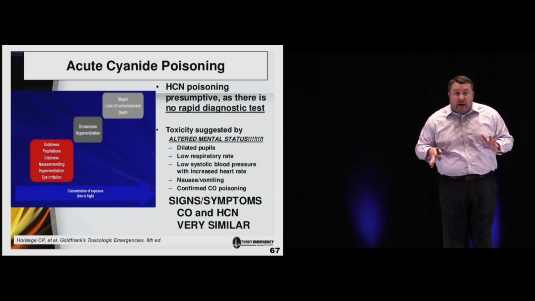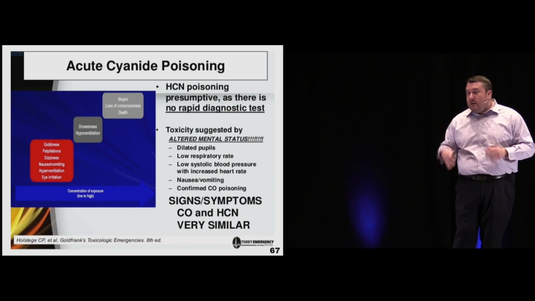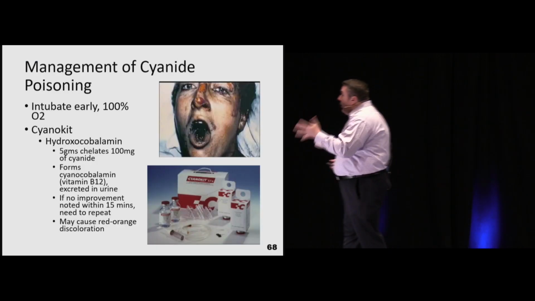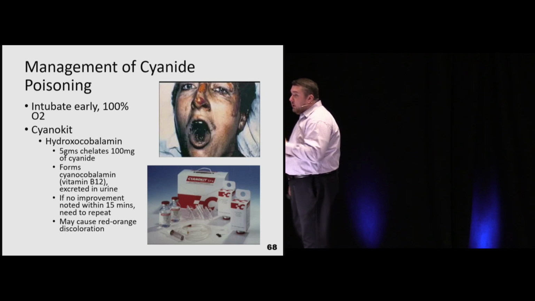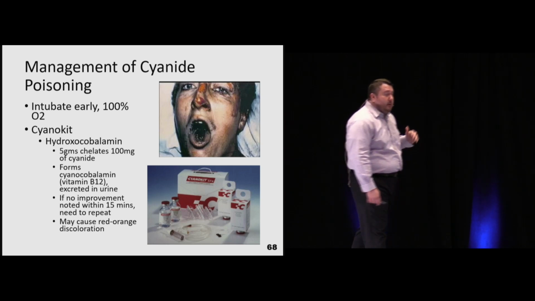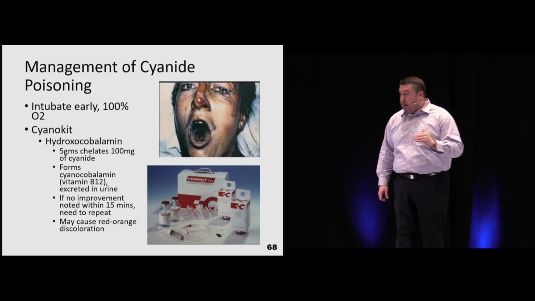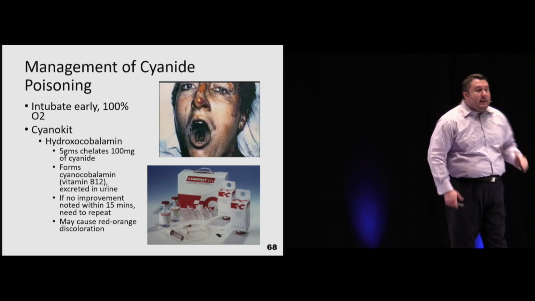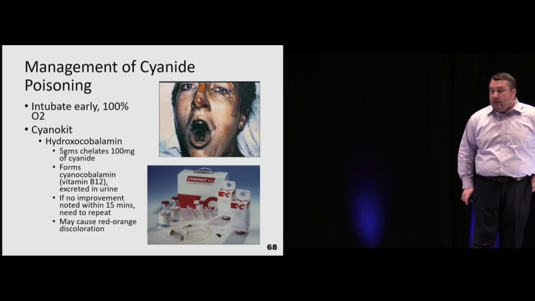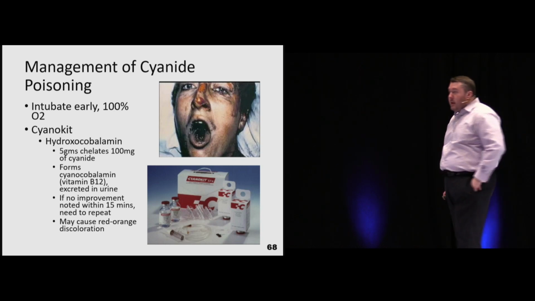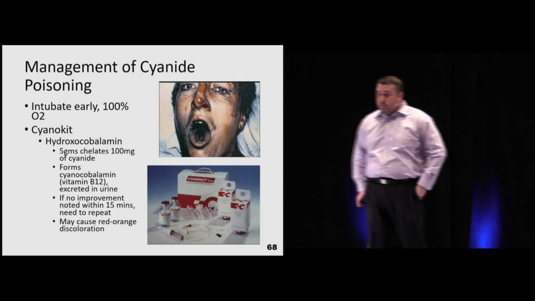If you are concerned about it, the recommendations are to treat it. Don't wait on the lab test. We'll intubate early, give high-flow oxygen, and our drug of choice is the cyanokit. The cyanokit contains hydroxycobalamin. Hydroxycobalamin will turn that cyanide into cyanocobalamin. It turns it into B12. Now it's a non-toxic substance, and the patient will urinate it out.